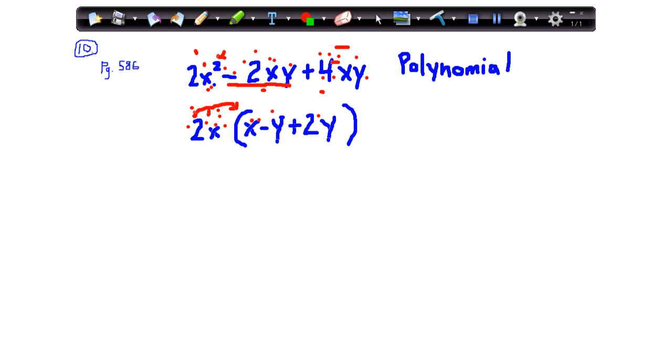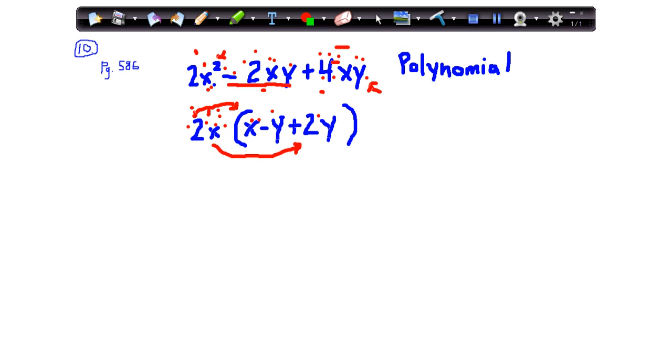So I'll show you the plus 4xy. 2x here times 2y will give us a 4xy. Okay, so the term has been factored.